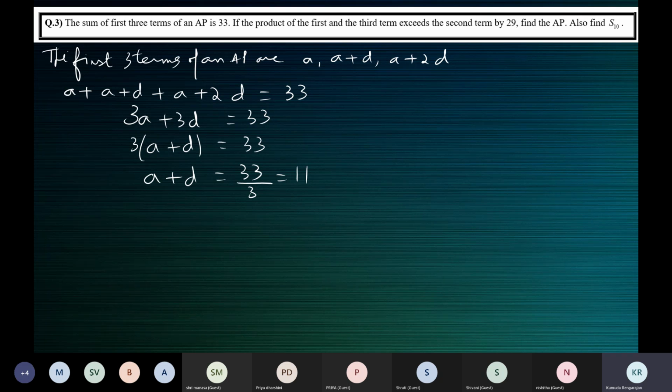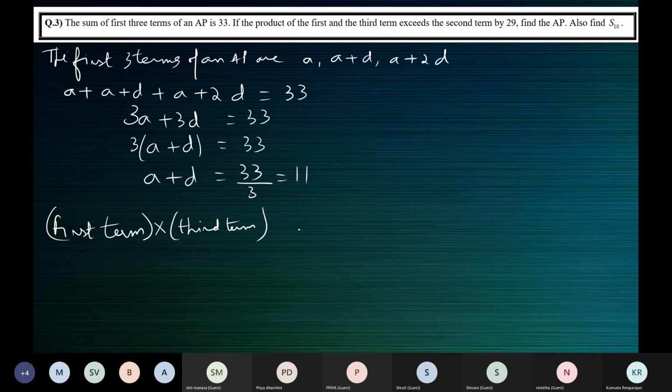Okay. The product of the first and the third term. So first term into third term. Exceeds means is more than. That means the difference. I've told you this a few times in the class.